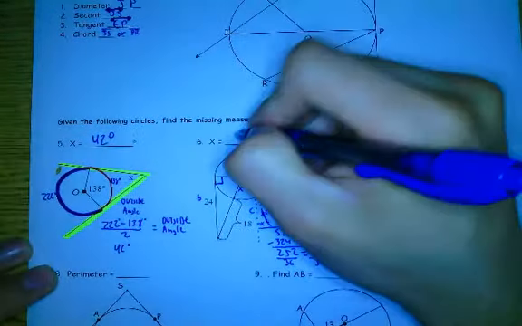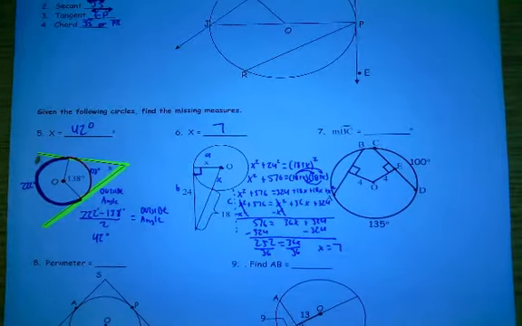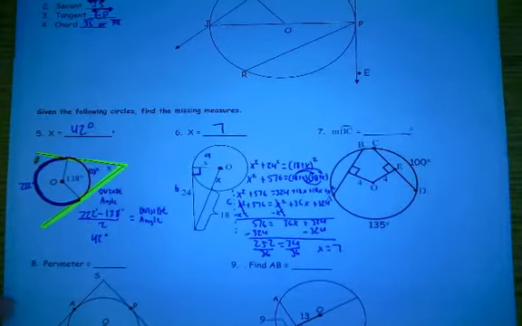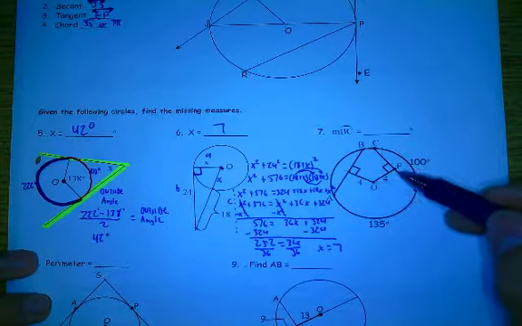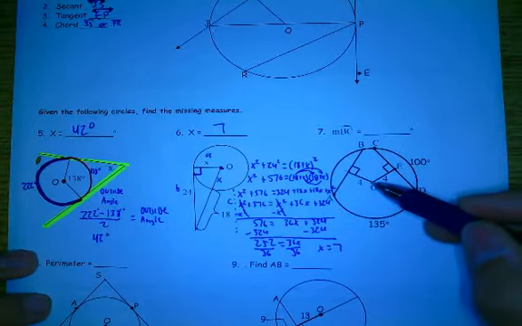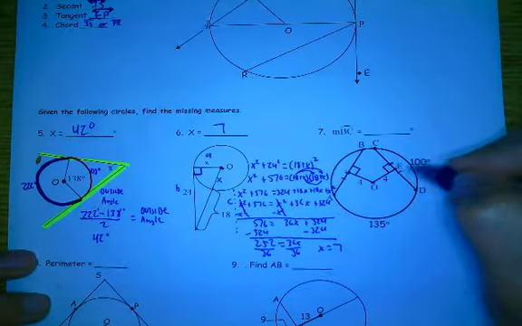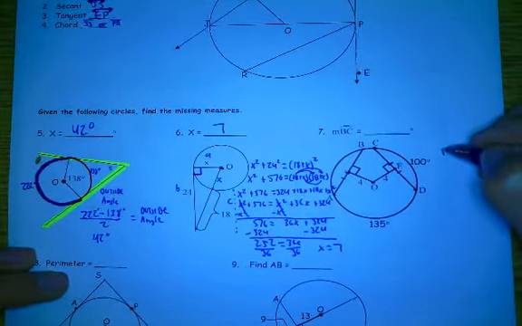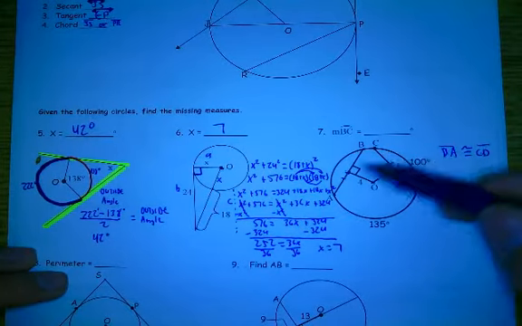Alright, that was a little tough problem, but let's keep going. Number 7 is actually a relatively simple problem. The first thing I notice is that I'm dealing with chords and that they're equidistant from the center. Two chords that are equidistant from the center are congruent. So that means chord BA is congruent to chord CD. Now, more importantly, when chords are congruent, then you know that their arcs are also congruent.